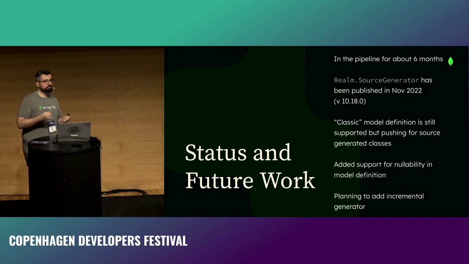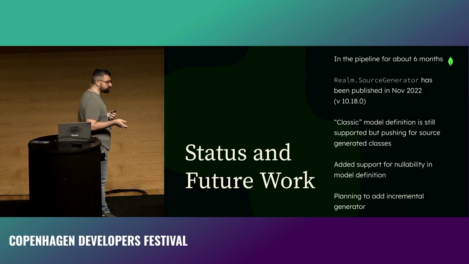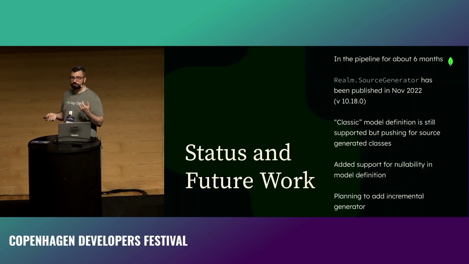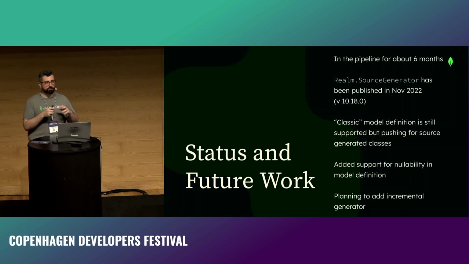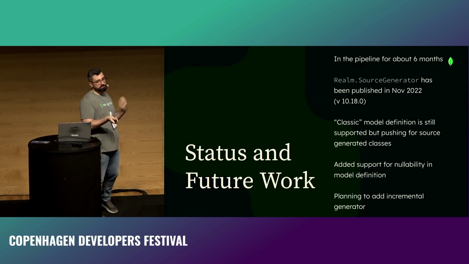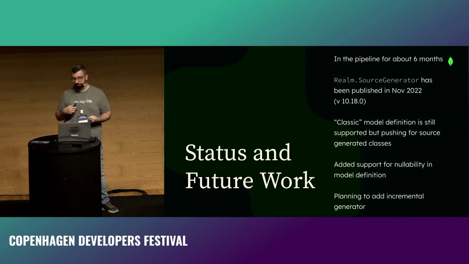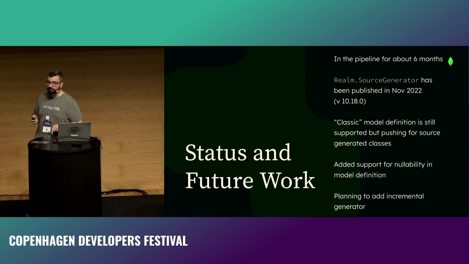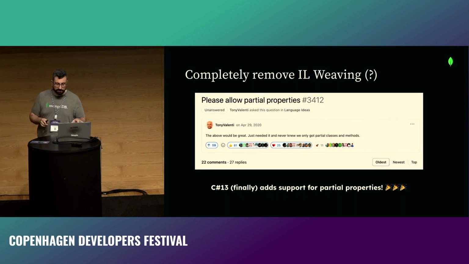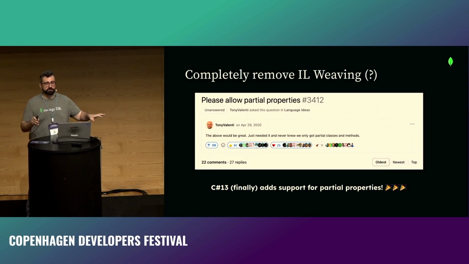We're also planning to do several things to the source generator, including an incremental generator. This is something that we didn't do yet, because we didn't receive any complaints about the performance of the source generator, but it's something that we still want to tackle. And there is another thing that we would really like to do, and that is completely remove IL weaving. So this is the first time that I have a modified version of this slide.